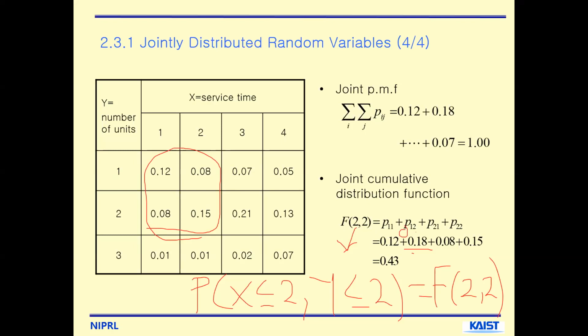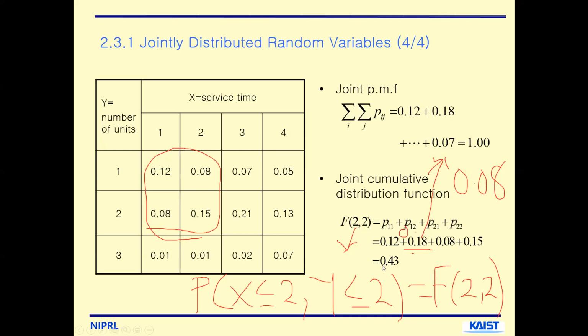Let me write that here. It should be 0.08, okay? As you can see from here, I'm adding 0.12 to 0.08 to 0.08 to 0.15, of course. So that this place should be 0. So at the end of the day, that probability is 0.43. What we're trying to say in essence is that if the number of service hours is less or equal to 2, and the number of units is less or equal to 2, then the probability is 0.43.